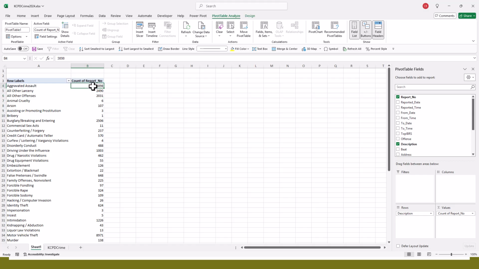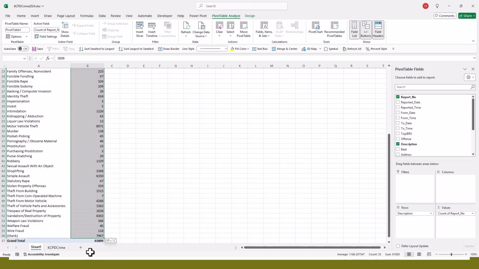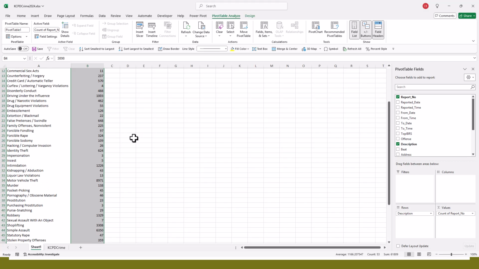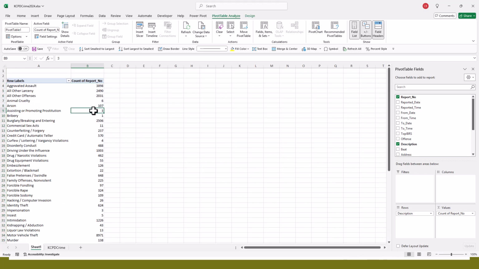So I can do stuff with this. It won't be very meaningful, but I can sum it. I can say there were 61,809 total offenses. That's over here. I could average it. I can say that for the average offense, again, it's not terribly meaningful, there were 1,166. More importantly, I can do ratios. I can say there were 3 times as many prostitution offenses as there were bribery offenses, right?